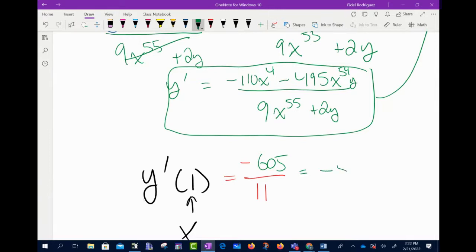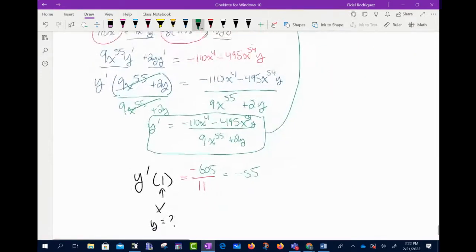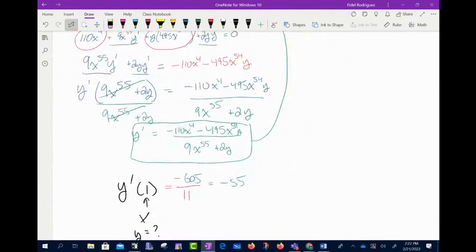Negative 55. Okay. And then you can plug in your y equals, y minus y1. Again, guys, even these problems here, I like these two problems. The derivative was a little messy, but evaluating it was pretty easy breezy, wasn't it? Yeah.